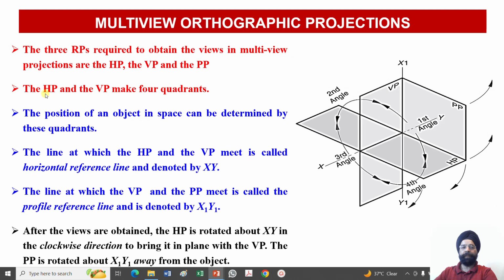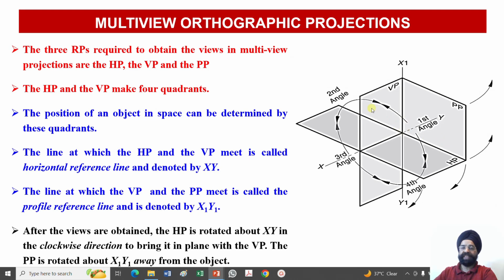The horizontal plane and the vertical plane make the four quadrants. I have already explained this. The position of an object in space is determined by these quadrants. The line at which the horizontal plane and the vertical plane meet is called the horizontal reference line, which is denoted by XY. You can see this is the line called XY, so this is X and this is Y. We even call this a hinge line.